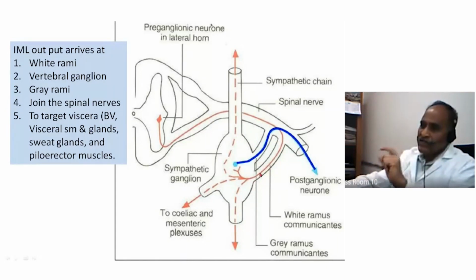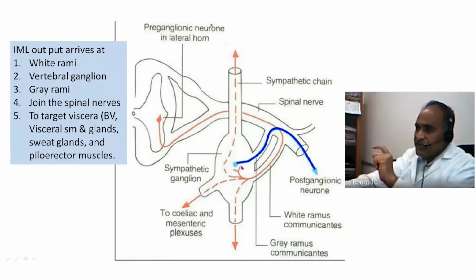This is called the white ramus. White ramus, so that means white, because this is preganglionic. It's myelinated, thinly myelinated.